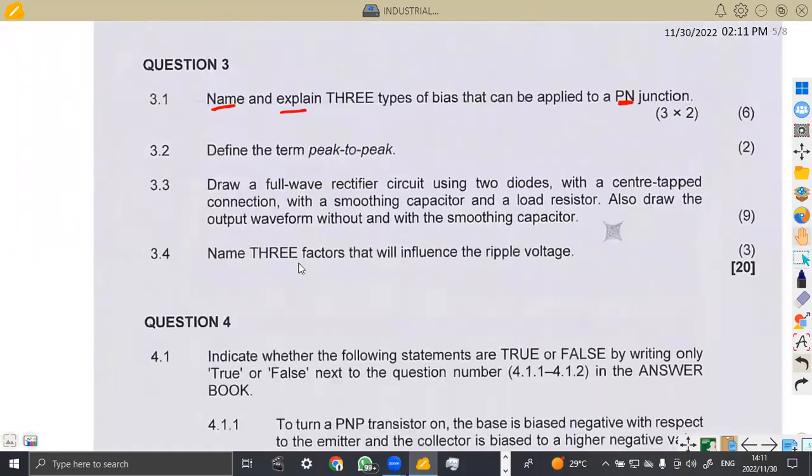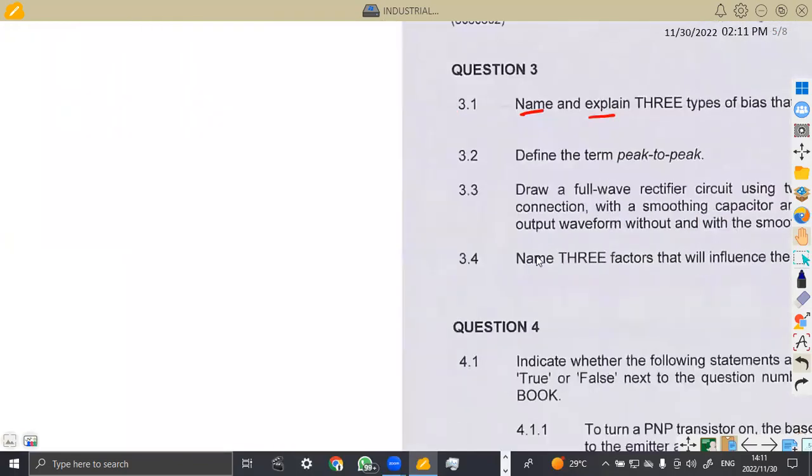All right, so that was 3.1. Then 3.2 was for you to define the term peak to peak. Where do we have this peak to peak? How do we define peak to peak? Let us define peak to peak here. So actually, that's the value that is measured between the maximum and minimum values.